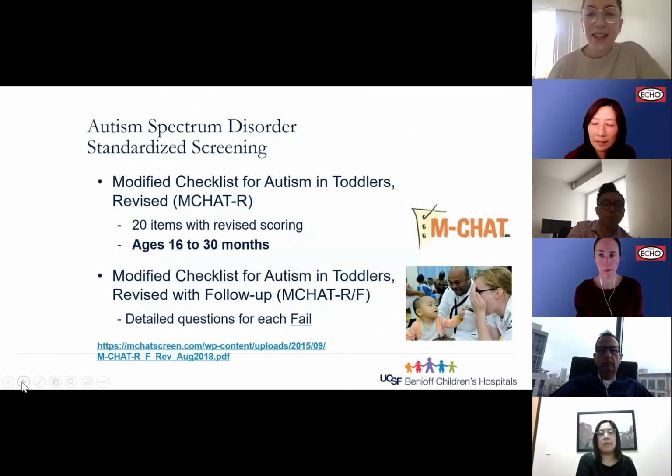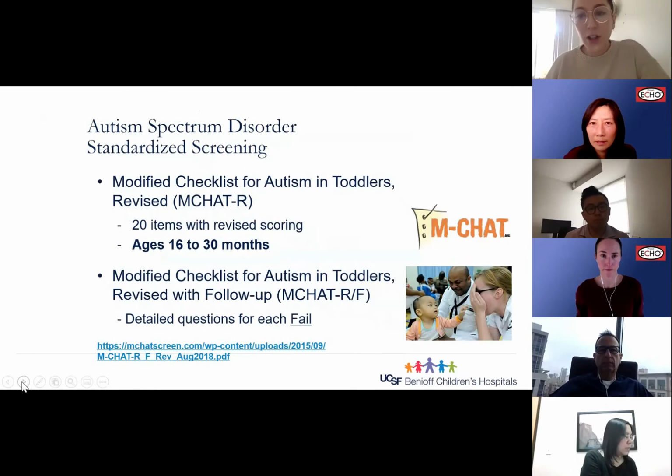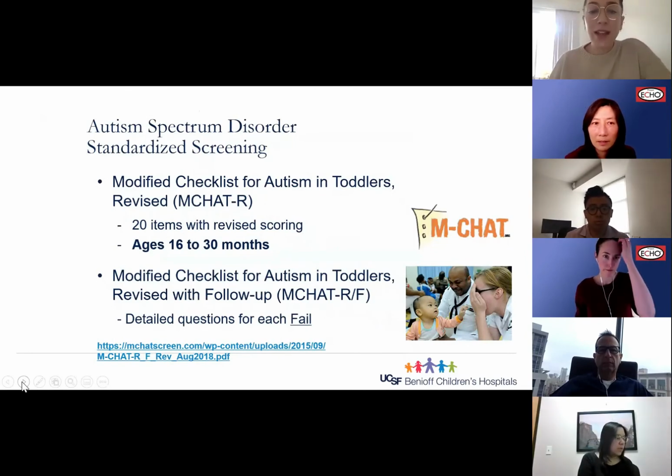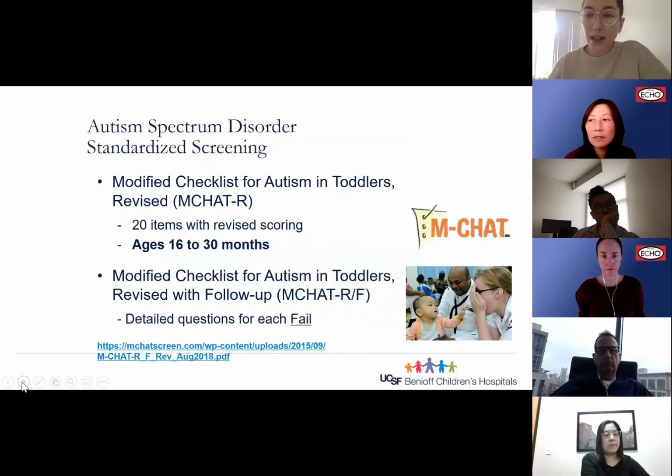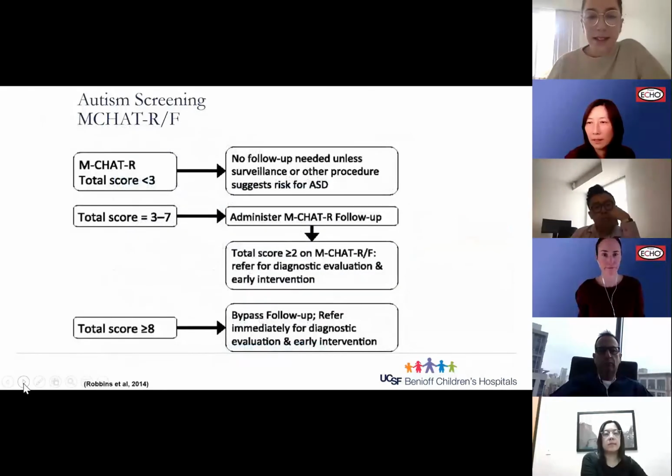Next slide. So when it comes to initial screening, the MCHAT is available for ages 16 to 30 months. And so the initial process would be the MCHAT, the revised version, and then there is a follow-up for that, the MCHAT RF, the revised follow-up. And doing those together can be helpful if anything comes up positive on the initial one, to go ahead and follow up with the revised follow-up.